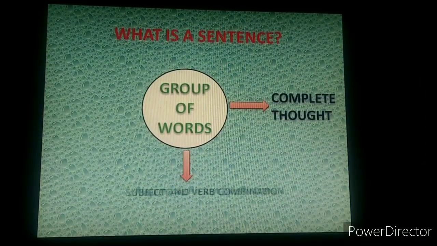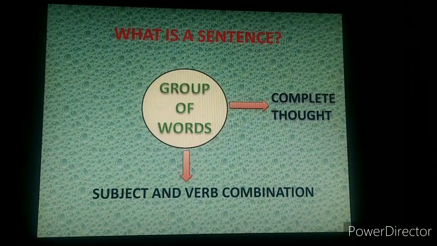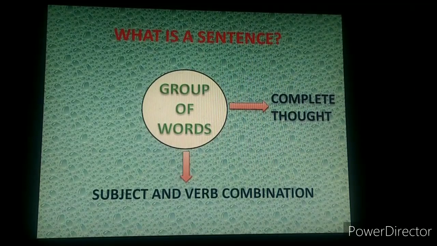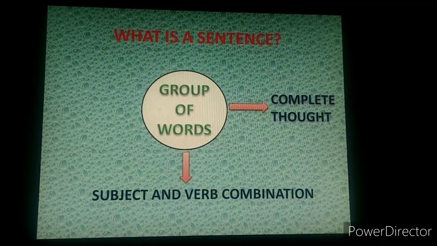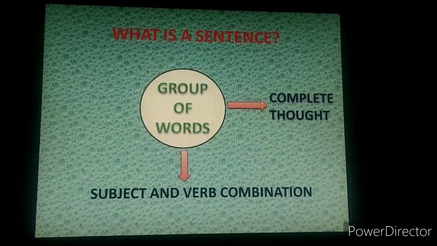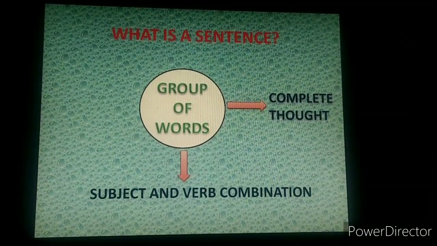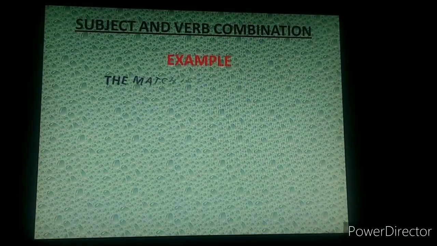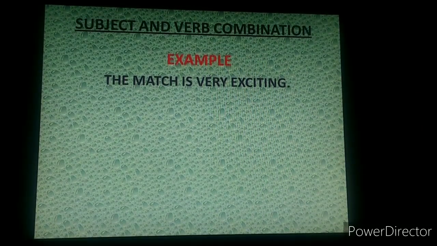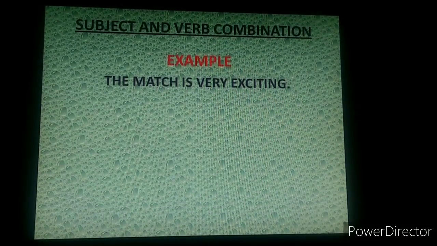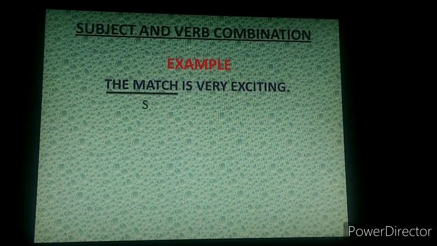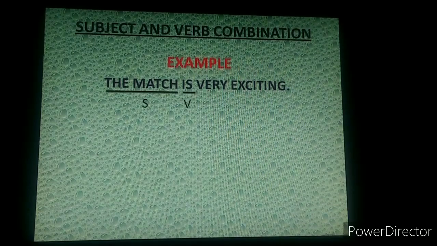Second, a sentence should have a subject and verb combination. If there is only a subject or only a verb, then it is not a complete sentence, because a complete sentence should have a subject as well as a verb. For example, "The match is very exciting." Here in this sentence, there is a combination of subject and verb. That is, here we are talking about the match. So it becomes the subject, and "is" is the verb.